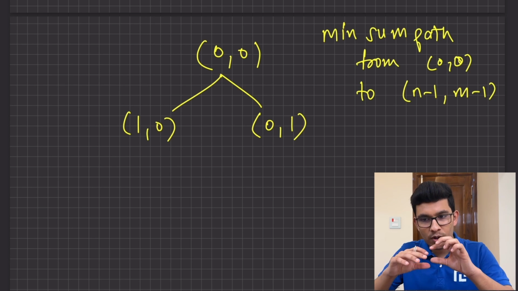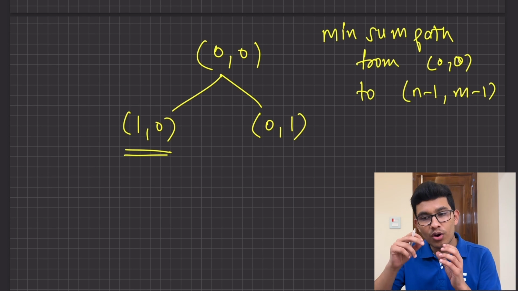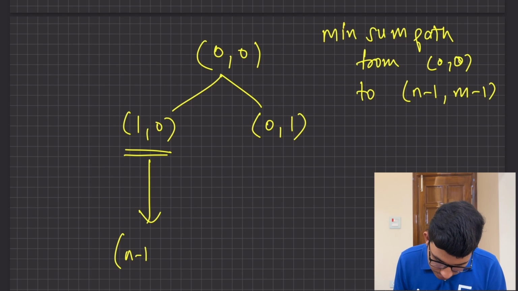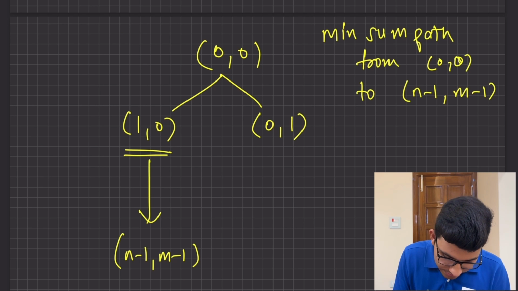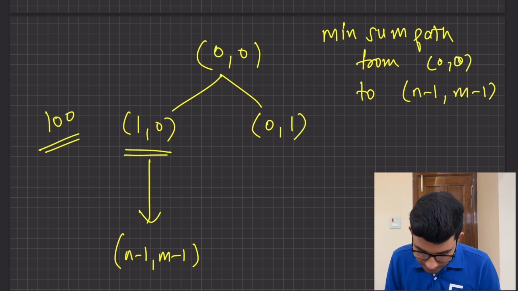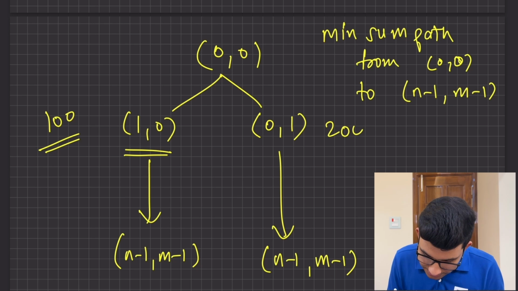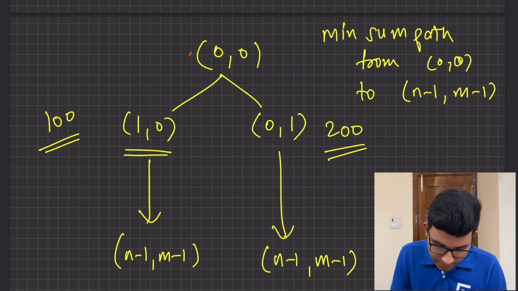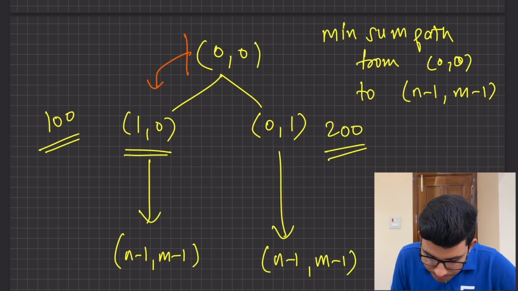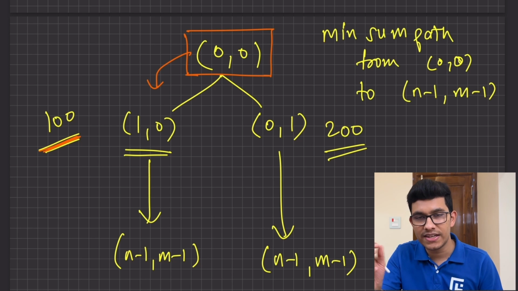This was the problem that we were trying to solve, okay? So we said that this problem breaks down into smaller sub-problems. If this tells me the smallest sum path from 1, 0 to n minus 1, m minus 1, let's suppose this value comes out to be 100. And the path sum from 0, 1 to n minus 1, m minus 1 comes out to be 200. Then you clearly know that this is a better choice. So you would say that the minimum sum path for 0, 0 is nothing but 100 plus whatever is the value present at 0, 0.